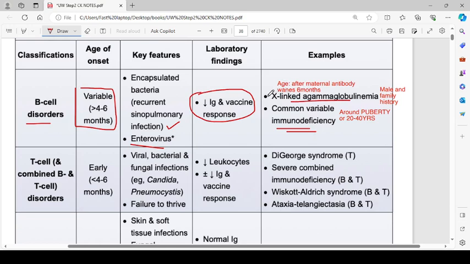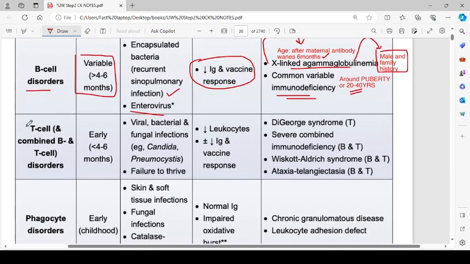So for X-linked agammaglobulinemia, the age is after the maternal antibody wanes, that is 6 months. Males are affected more, and these people also have a family history. Common variable immunodeficiency is around puberty or 20 to 40 years. T cell and combined B and T cell disorders: presentation is early, that is less than 4 to 6 months. Viral, bacterial, and fungal infections like Candida and Pneumocystis, and these children have failure to thrive. They include DiGeorge syndrome, which is the T cell disorder, SCID, which is B and T, Wiskott-Aldrich syndrome, which is B and T, and ataxia telangiectasia is also a B and T disorder. Decreased leukocytes, and with or without decreased IgG and vaccine response.